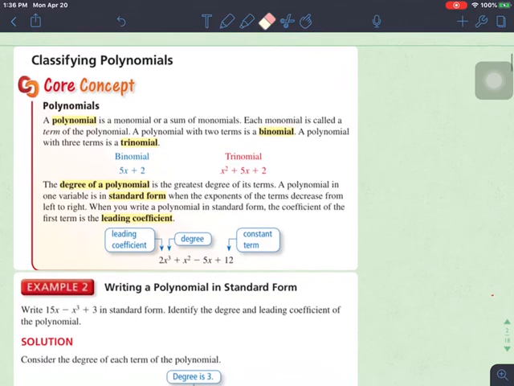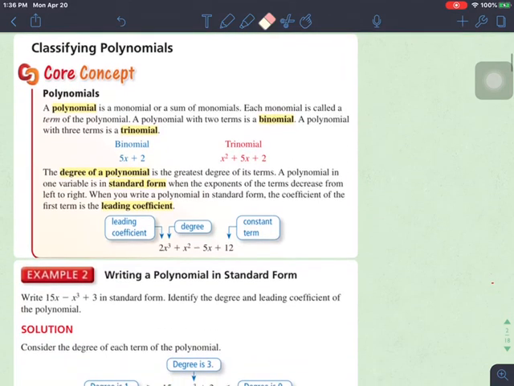Hello, Chargers. This is our second lesson in Chapter 7, Lesson 1, and we're going to talk about classifying polynomials. It's actually a very simple process. This is our first look at a polynomial.